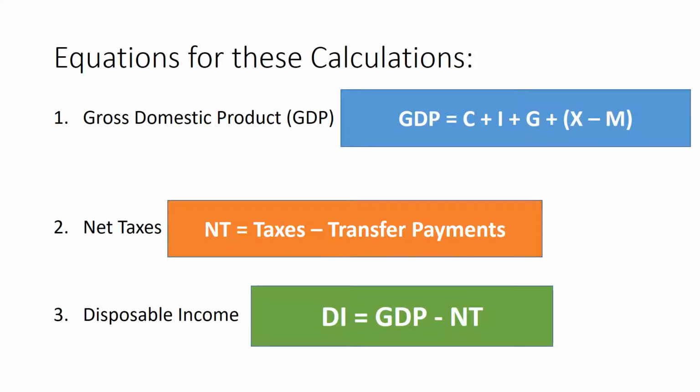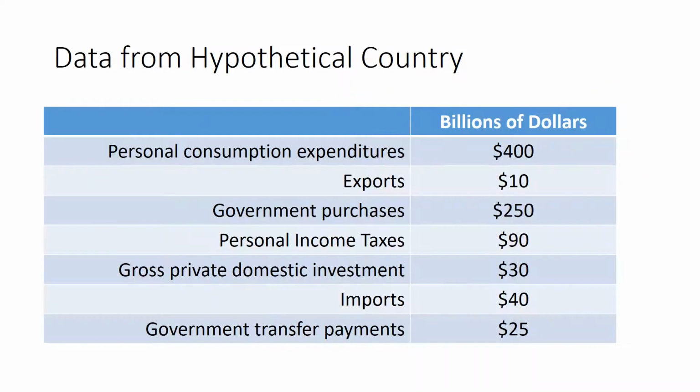So I've written out here the equations that we're going to use for this calculation. Again, GDP is found by adding consumption spending plus investment spending by firms, government purchases, and then the value of net exports, which is this X minus M, exports minus imports. The second calculation that we'll do is net taxes. Net taxes is taxes minus transfer payments. And then the third calculation will be disposable income, which is simply GDP minus net taxes. So that one's the easiest, most straightforward.